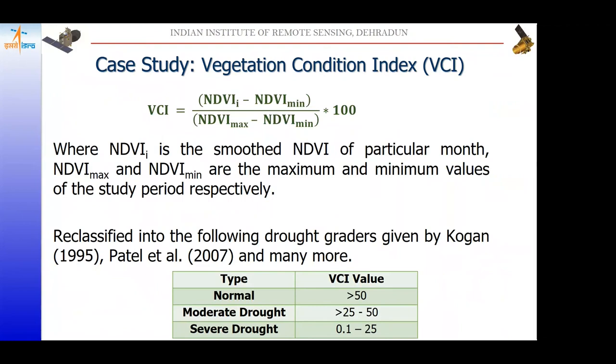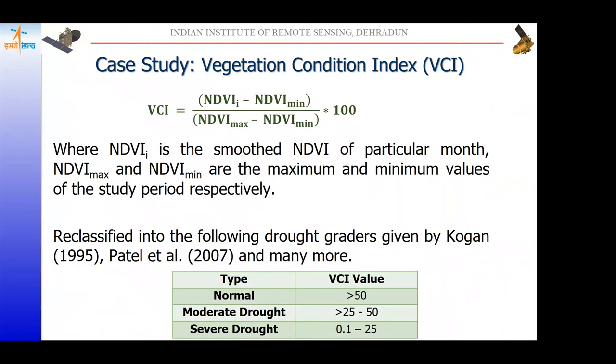So the formula, as given here, for the Vegetation Condition Index is: NDVI minus NDVI minimum, divided by NDVI maximum minus NDVI minimum, multiplied by 100. If we multiply by 100, the scale is enlarged from 0 to 1 up to 0 to 100. Here NDVI max and NDVI min define the historical or long-term maximum and minimum value, varying pixel by pixel over the entire study period.